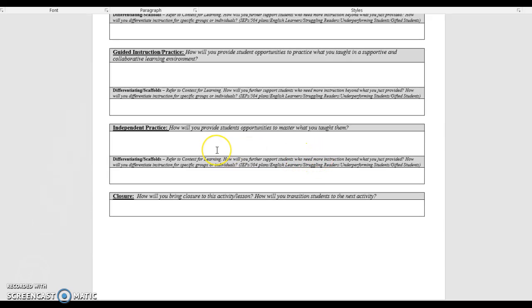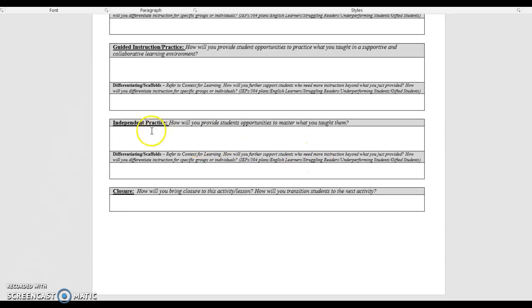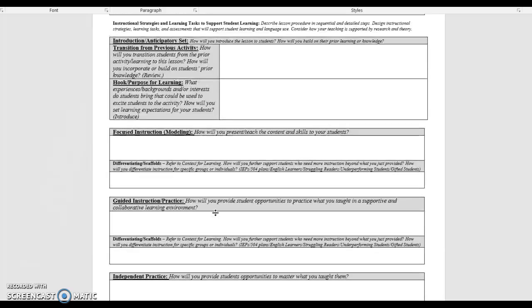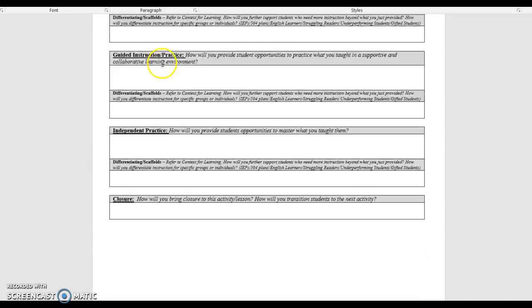And this is like, how are you going to cater to each of those students and make sure that they're getting the instruction that they need? And then lastly, there's the closure, which is how you're going to bring this activity to a close. It's kind of like the transition that was mentioned here.